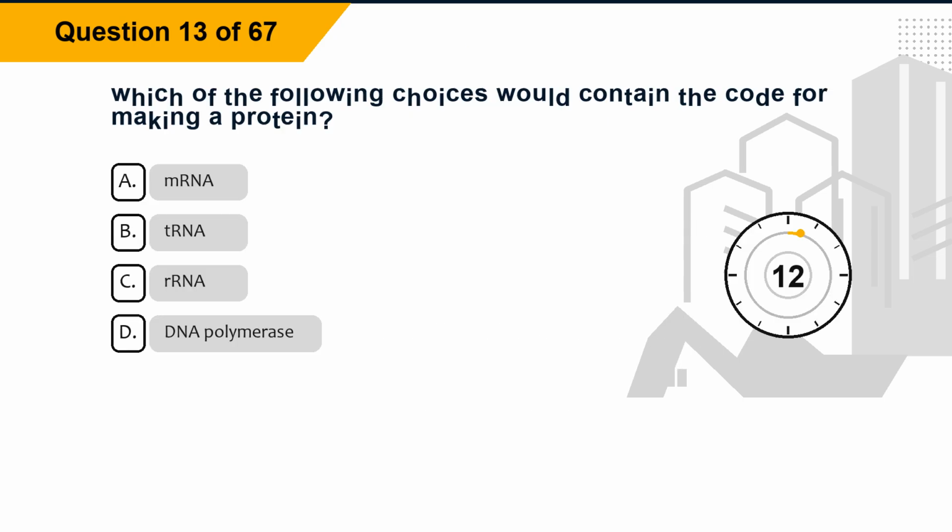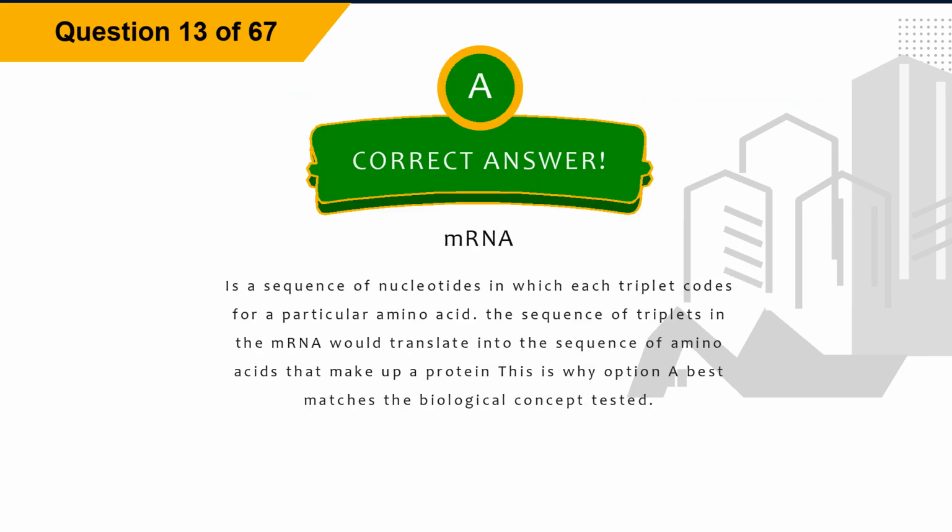Question 13. Which of the following choices would contain the code for making a protein? Option A, mRNA. Option B, tRNA. Option C, rRNA. Option D, DNA polymerase. The correct answer is option A, mRNA.